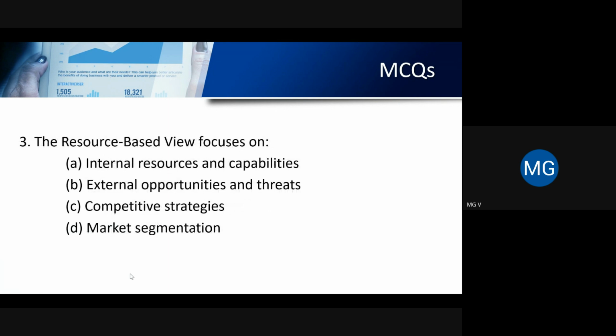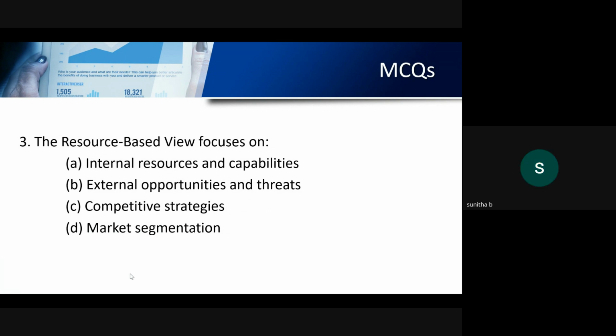Okay, madam. The resource based view focuses on internal resources and capabilities, external opportunities and threats, competitive strategies, or market segmentation. Yes, please. Resource based view. Resource based means internal to the organization or external to the organization. Resources are within the organization or outside? Within, ma'am. Sorry. Internal.